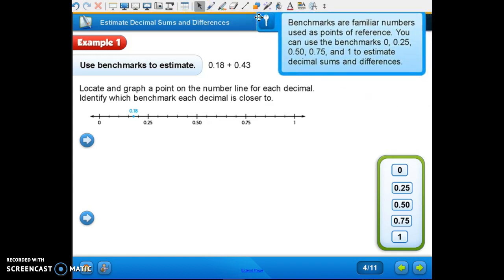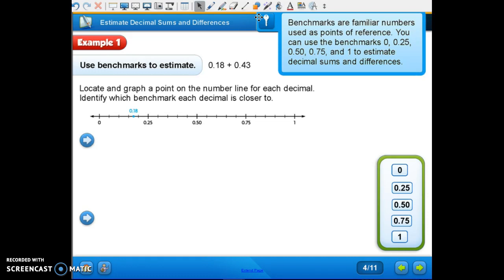Benchmarks are familiar numbers used as points of reference. You can use the benchmarks 0, 25 hundredths, 50 hundredths, 75 hundredths, and 1 to estimate decimal sums and differences. So this would really be no different than rounding a whole number to 25, 50, 75, or 100. Okay.